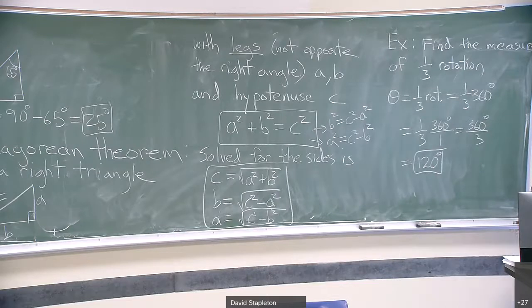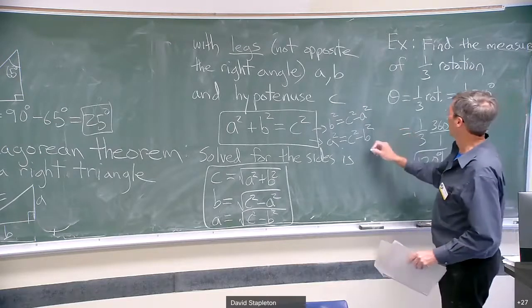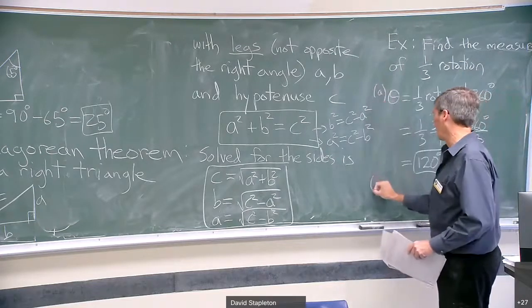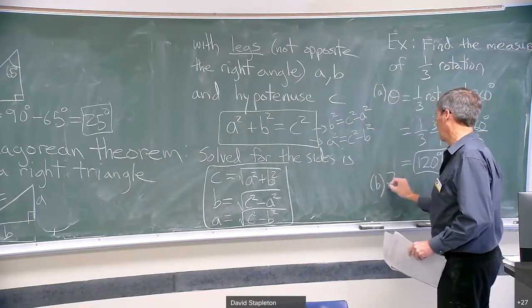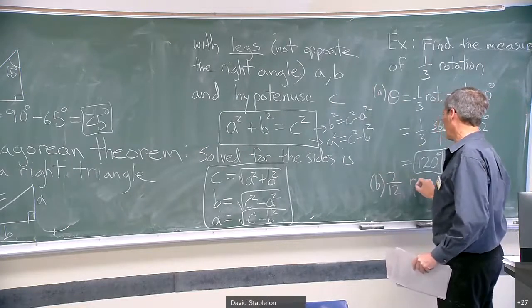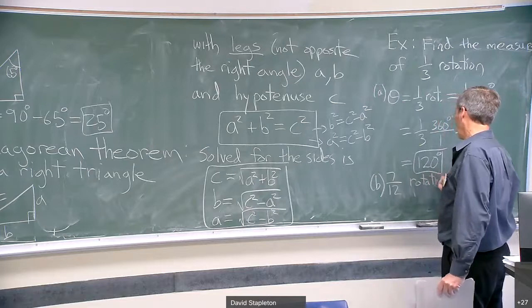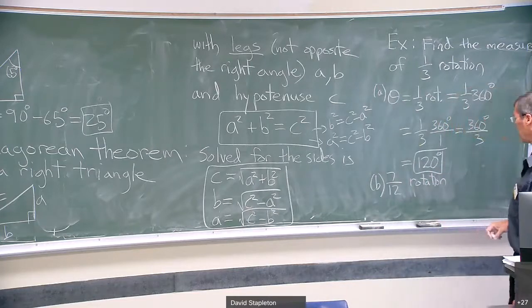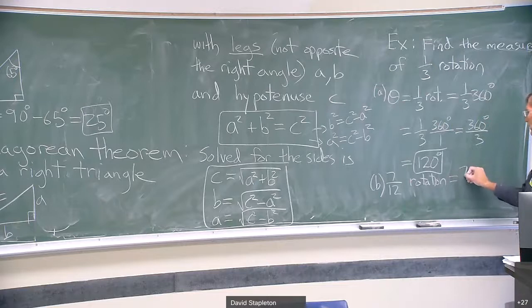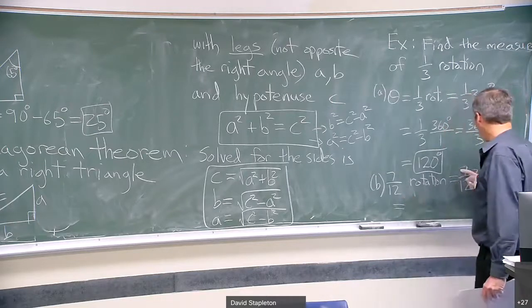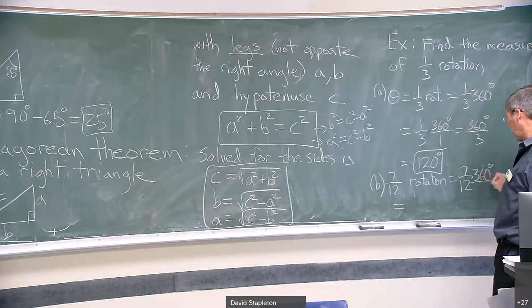So the harder one now is, suppose I now want 7/12 of a rotation. How about that one? What's the measure of 7/12 of a rotation? You just take 7/12 times 360 degrees, right? Gives you 7/12 of 360 degrees. And now you say, well, here's my fractions again, top times top over bottom times bottom, right?